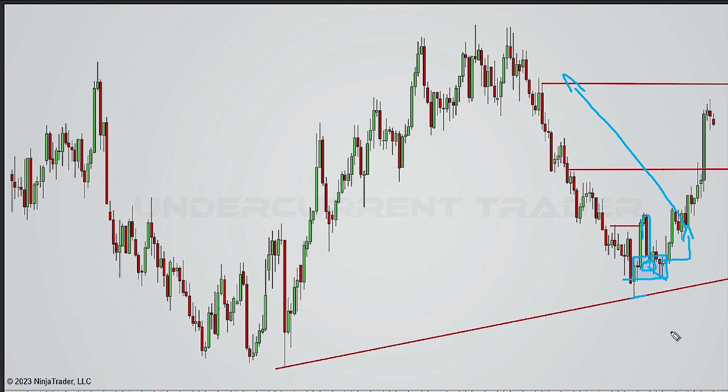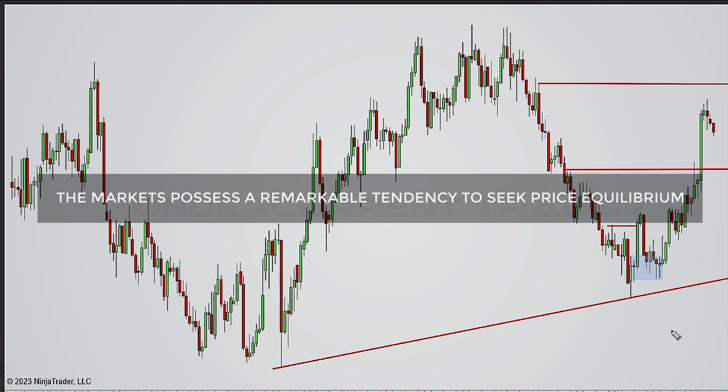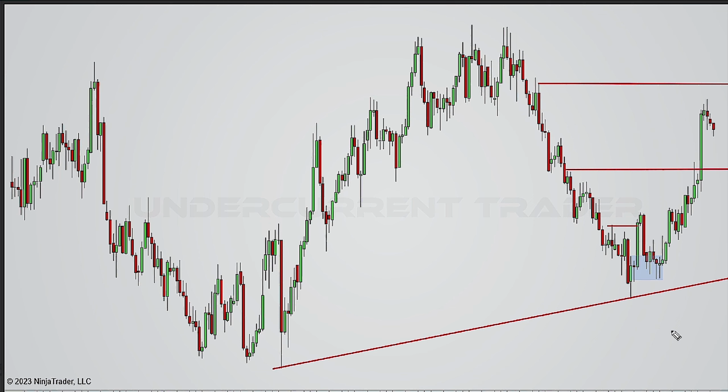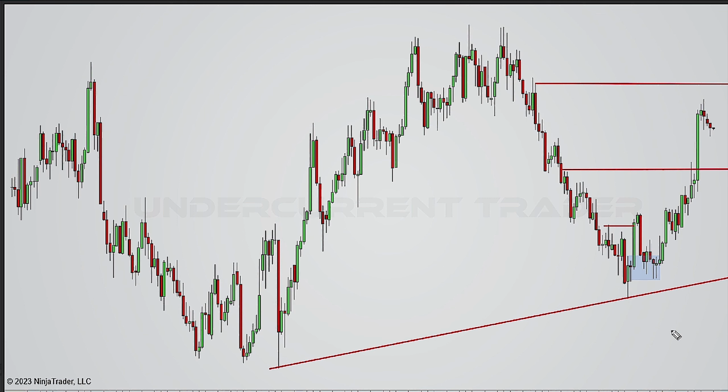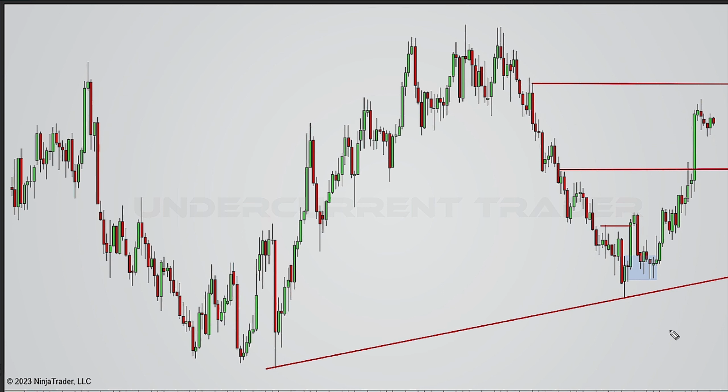We have to remember here that markets do possess a remarkable tendency to seek price equilibrium and address order flow imbalances over time. Now, those traders who understand this underlying principle will use order flow analysis to identify and capitalize on these inefficiency areas. So again here, when we observe order flow imbalances and other crucial technical factors in the market dynamics, we can see a close correlation in their actions.